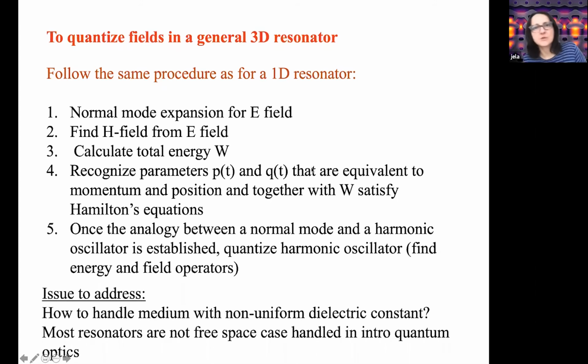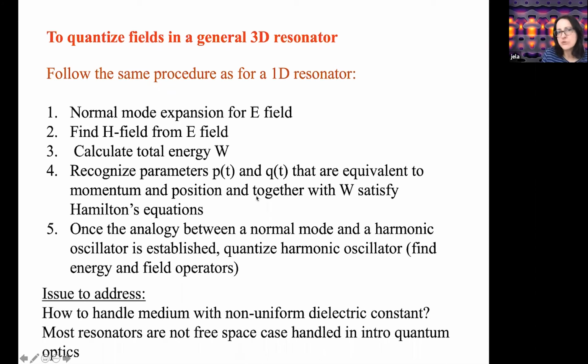So to quantize the electromagnetic field in a general resonator or general electromagnetic system, we just follow the same procedure that we saw for the 1D resonator, right? So you do normal mode expansion, you solve the problem classically. You can do it for the electric field, and you can find the magnetic field from the electric field from the curl equations, right? You can calculate total energy. You recognize parameters P and Q that are equivalent to momentum and position, right? And together with energy, they satisfy Hamilton's equations. Or in other words, you can write energy in electric field and magnetic field in forms that are analogous to kinetic and potential energy.